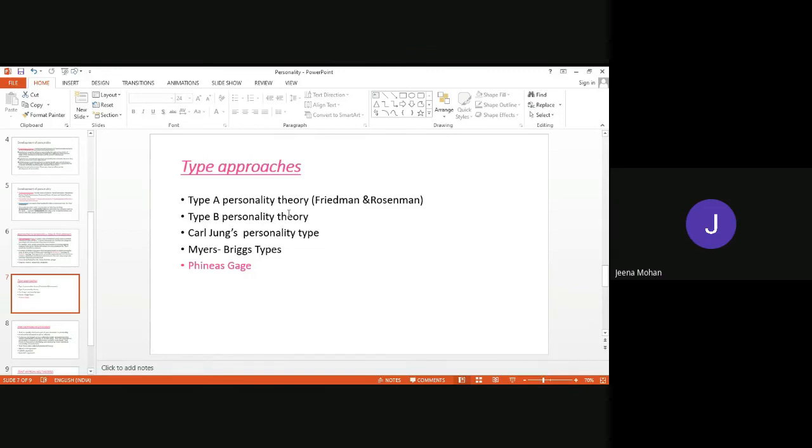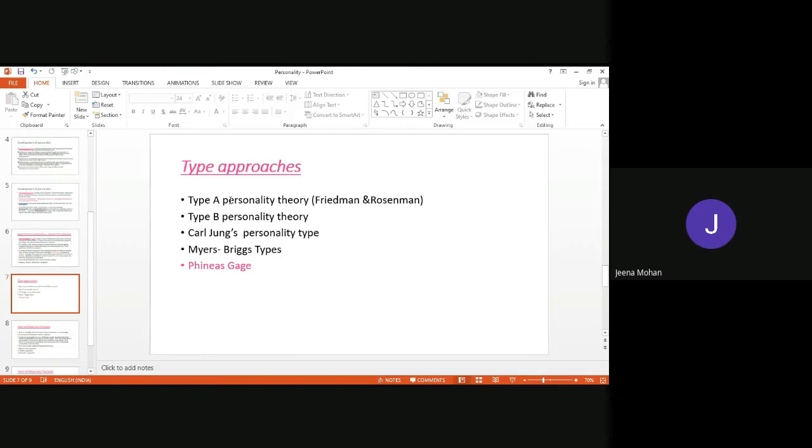Okay, Friedman and Rosenman conducted many studies in this area on a huge population, and the studies show that there is a relationship between type A personality and hypertension. What is the relationship? Can you say what the relationship will be? We can say that they conducted the studies and found that type A personality people are more prone to heart disease. Why?